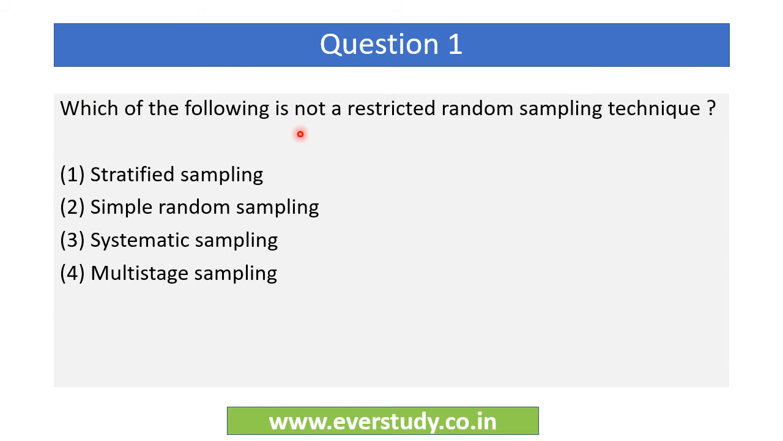Let's begin our discussion with the first question. Which of the following is not a restricted random sampling technique? Options are: number 1, stratified sampling; number 2, simple random sampling; number 3, systematic sampling; and number 4, multi-stage sampling. So this question is in regard to sampling techniques and particularly asks us to identify the technique which is not a restricted random sampling technique.